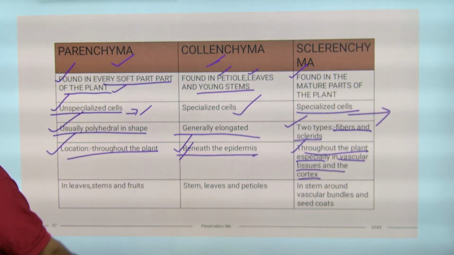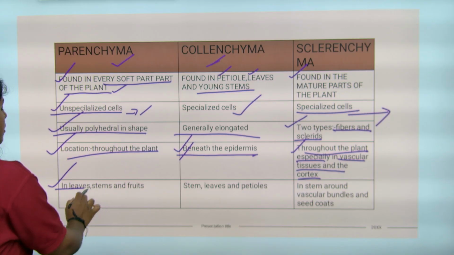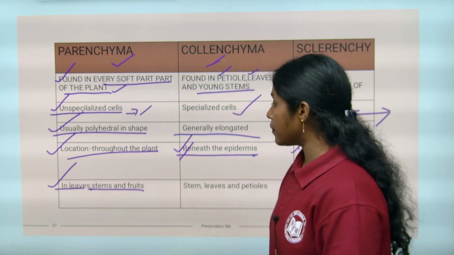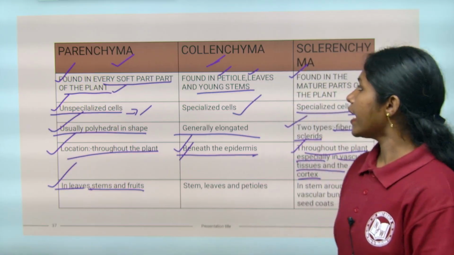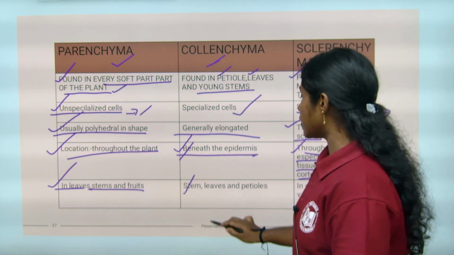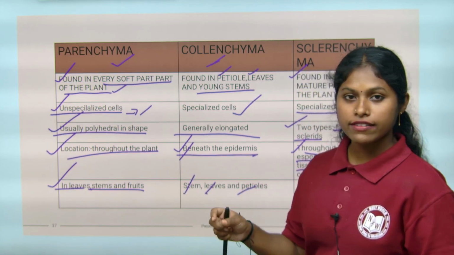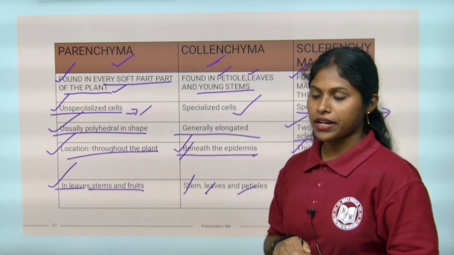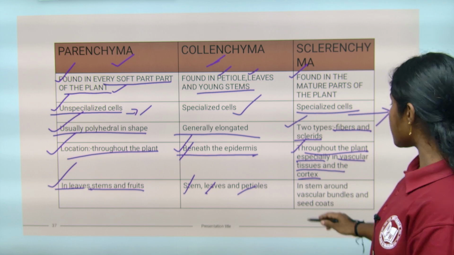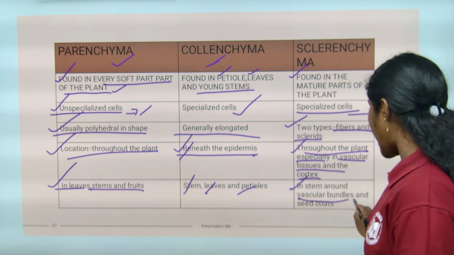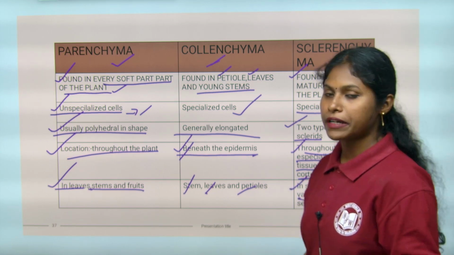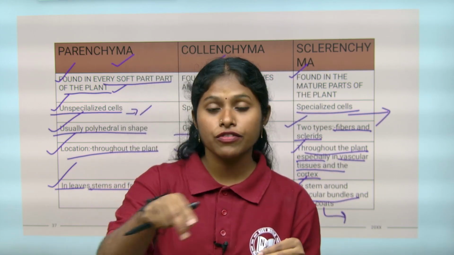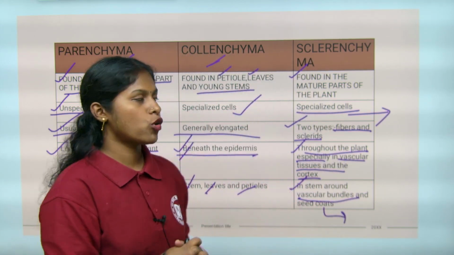And the parenchyma is mainly present in leaves, stems and fruits. As it is abundant, it is present in the soft parts of the plant, mainly the leaves, stems and fruits, right? Collenchyma is present in stems, leaves, petioles and lamina of the leaves, tendrils, the tensile strands, the flexible areas, right? The Sclerenchyma is present in the stem around vascular bundles and in seed coats. The hard seed coats, the grit of the pear fruit and the shells of the nuts are made up of Sclerenchyma only, right?